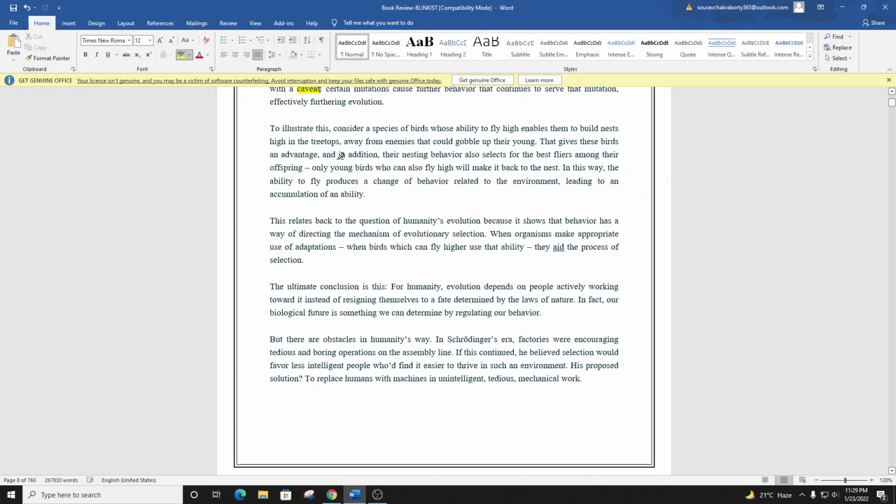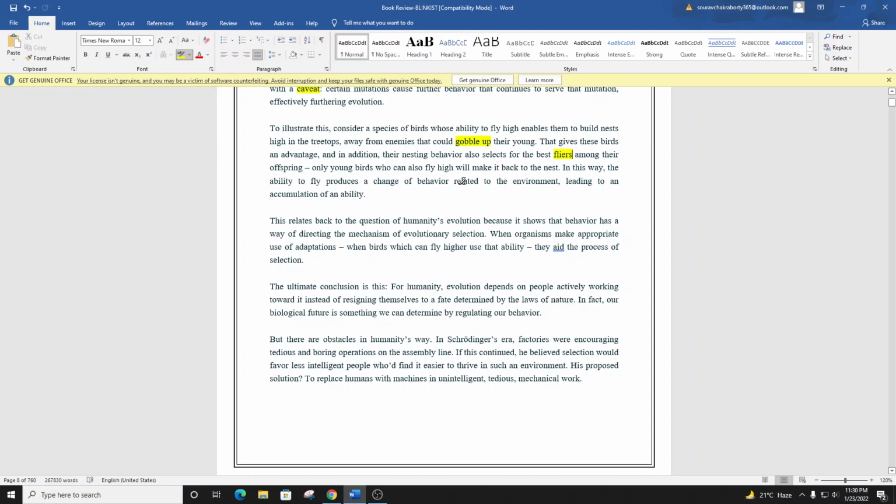To illustrate this, consider a species of birds whose ability to fly high enables them to build nests high in the treetops, away from enemies that could gobble up their young. That gives these birds an advantage, and in addition, their nesting behavior also selects for the best flyers among their offspring. Only young birds who can also fly high will make it back to the nest.